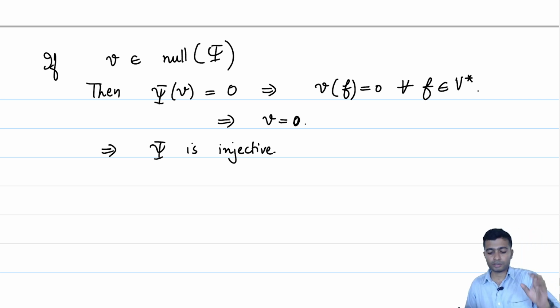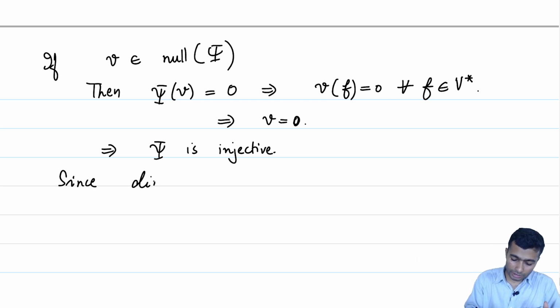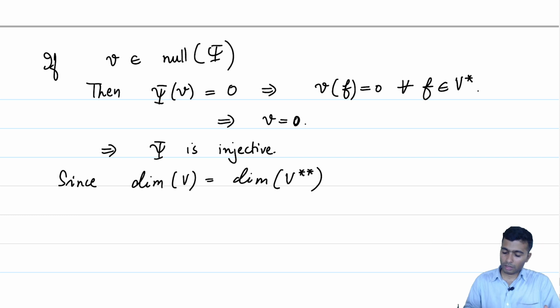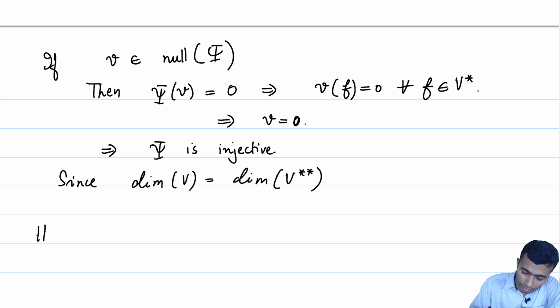because null space being the 0 vector space implies that psi is injective. Since the dimension of V is equal to the dimension of V star star, an argument using the dimension theorem, which we have already proved, shows that the range of psi has dimension n, and V star star also has dimension n, therefore the range has to be equal to V star star and hence psi is surjective. And what do we know about an injective and surjective, or a bijective, linear transformation? We know that it is invertible and hence an isomorphism. Hence psi is an isomorphism.